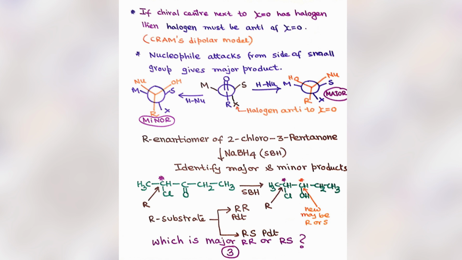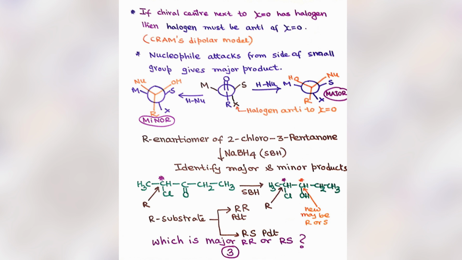Now the question is, after reduction, when we get the secondary alcohol center, that secondary alcohol center is a chiral center because it is attached to 4 different groups. One is OH, one is ethyl, one is the chloro-bearing carbon, and another one is hydrogen. So now the question is, this newly generated chiral center, because of 1-2 asymmetric induction, what will form? Will it form R or will it form S?